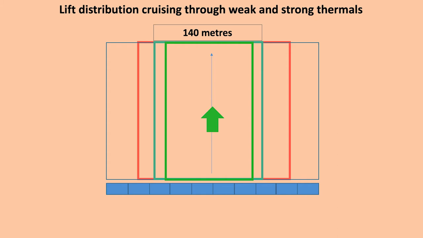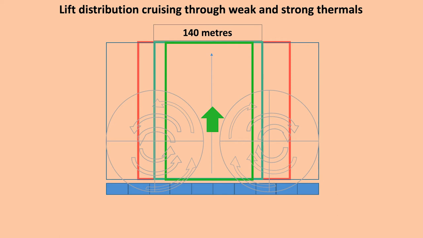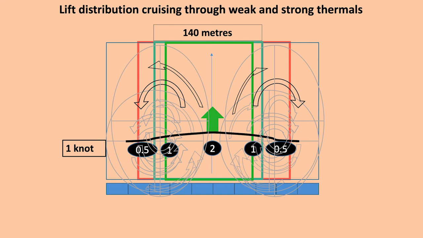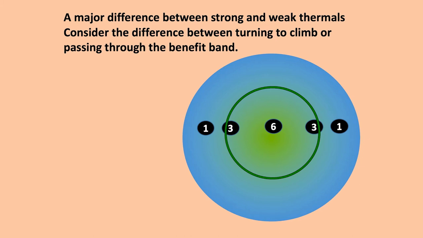Lift distribution cruising through weak and strong thermals. We had a look a little earlier at the structure of strong and weak thermals. Here's my little one knot thermal. And here's my stronger thermal of 5 knots. A major difference between strong and weak thermals: consider the difference between turning to climb or passing through on the benefit band.